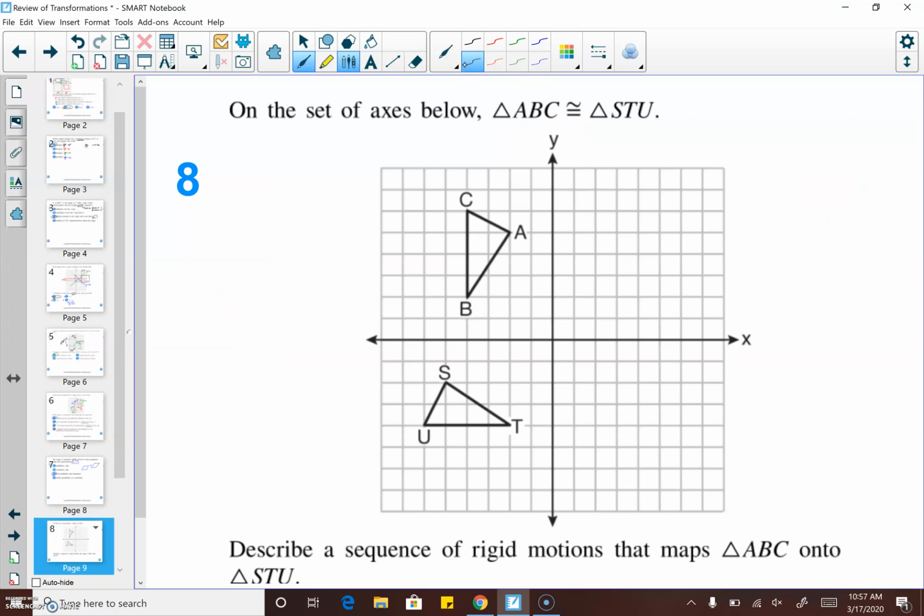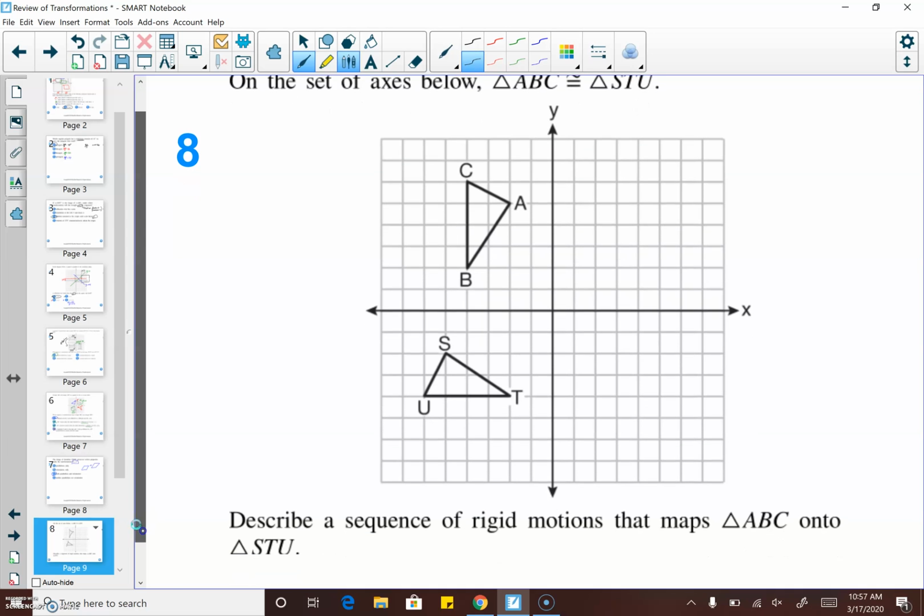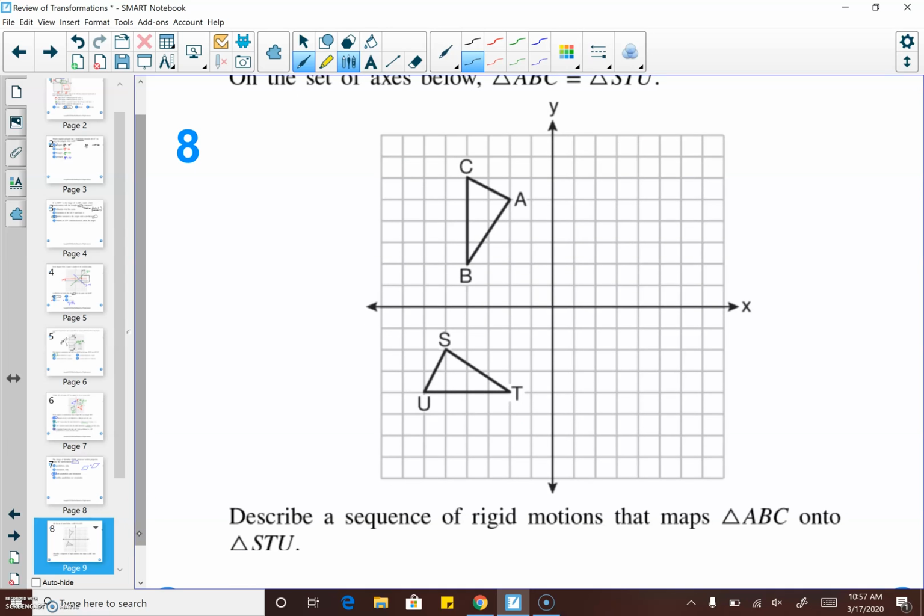For number 8, the triangles are congruent and describe a sequence of rigid motions that maps them on top of each other. So there are a couple different options here. I know it says sequence, but sequence doesn't actually have to be multiple. So the first thing, again, I always check is A to B to C. We're going clockwise. And then it says STU. So STU is also clockwise. So again, it's either double reflection or no reflection whatsoever. To me, this looks like some sort of rotation.